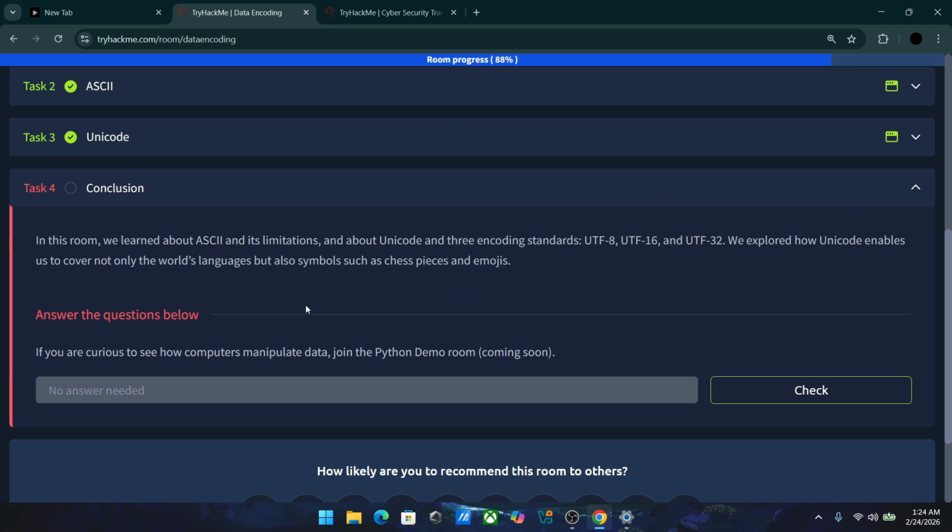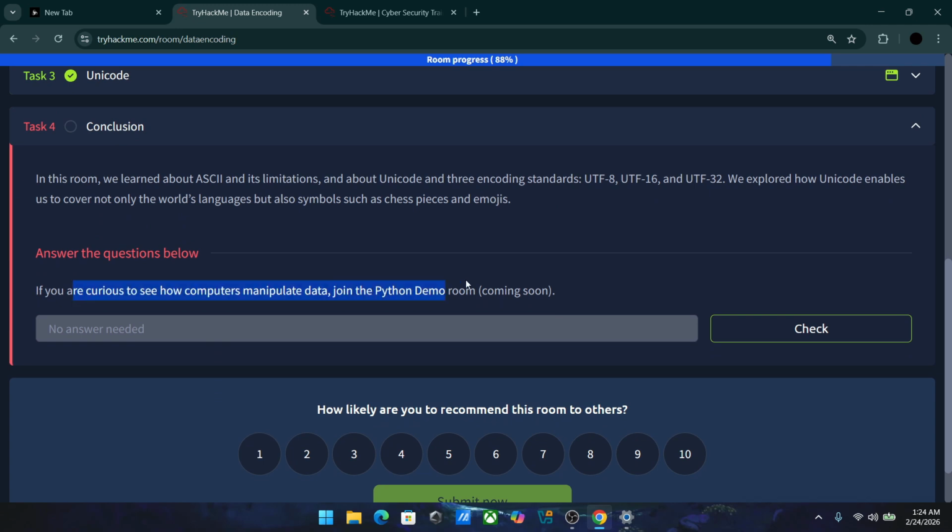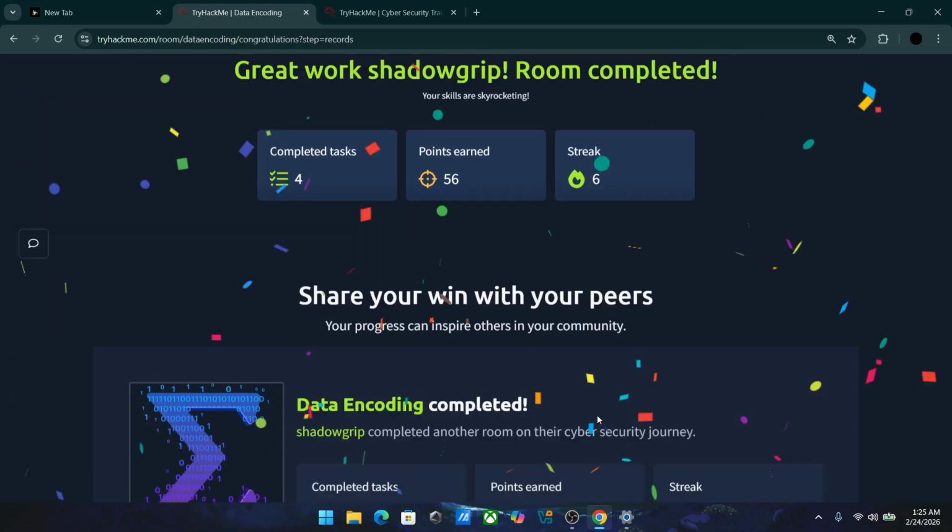In this room, we learned about ASCII and its limitations, and about Unicode and three encoding standards: UTF-8, UTF-16, UTF-32. We explored how Unicode enables us to cover not only the world's languages but also symbols such as chess pieces and emojis. If you are curious to see how computers manipulate data, join the Python demo too. We are heading toward that. Let's go.